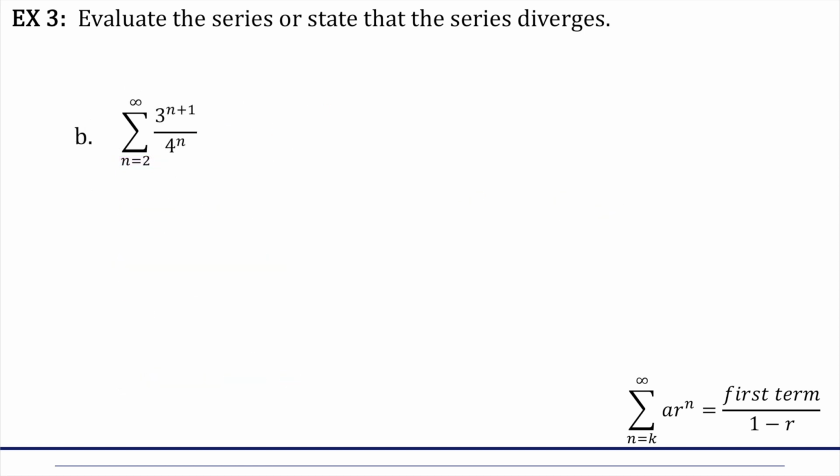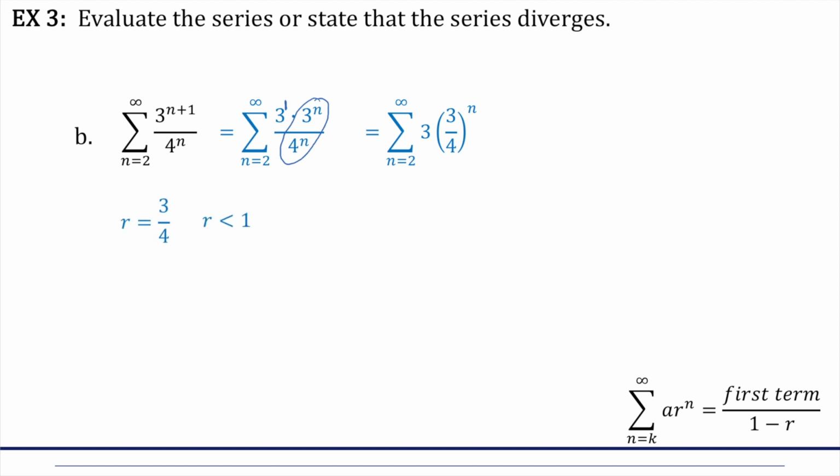Okay, here's another one. Again, the first step is trying to figure out what the heck is the common ratio if this is a geometric series. Well, let me rewrite it for you a little bit first. 3 to the n plus 1. I can rewrite that as 3 times 3 to the n, because that's 3 to the 1, right? Okay, now look at here. There we go. There's my common ratio of 3/4.